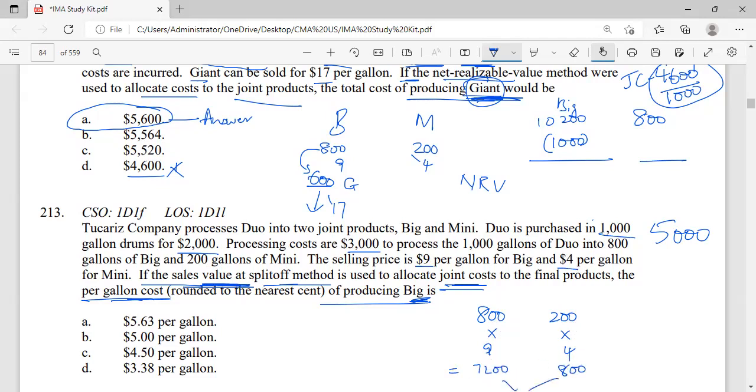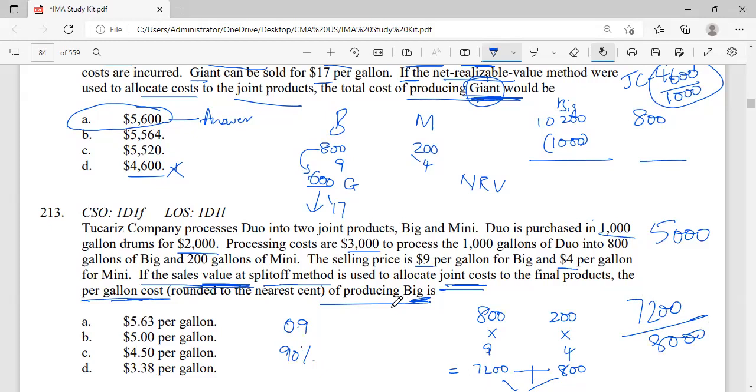Now what is the basis of allocation? Basis of allocation would be 7,200 plus 800 is equal to 8,000. Now 7,200 divided by 8,000 is equal to 0.9. I've done it on my calculator. You guys also need to do it on your calculator. How do I get this 8,000? It is 7,200 plus 800, just for the basis of allocation. So I've got 0.9, or you can even say 90%.